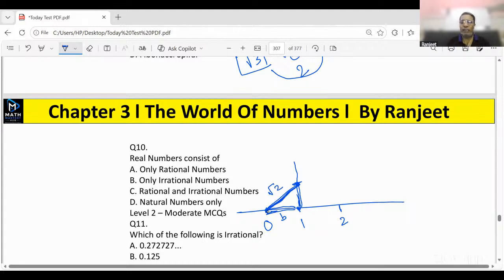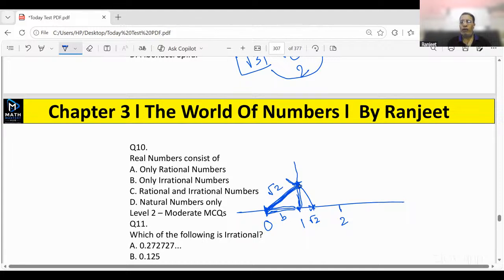If we take 0 as the center and this hypotenuse as the radius, and draw an arc towards the positive side of the number line, it cuts the number line here. This point is known as root 2. Is it clear?